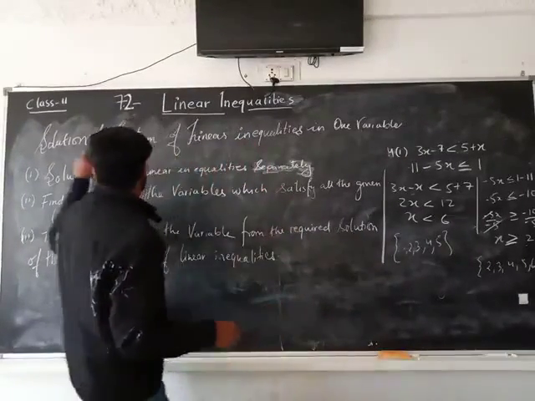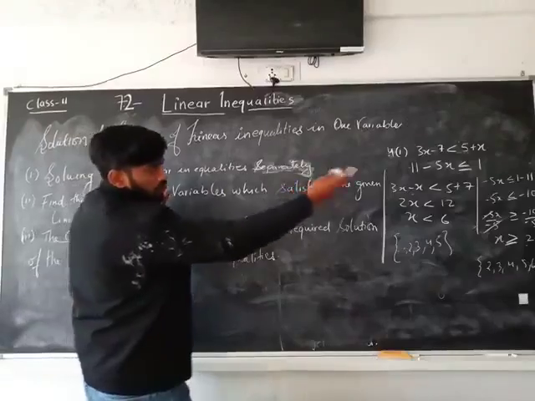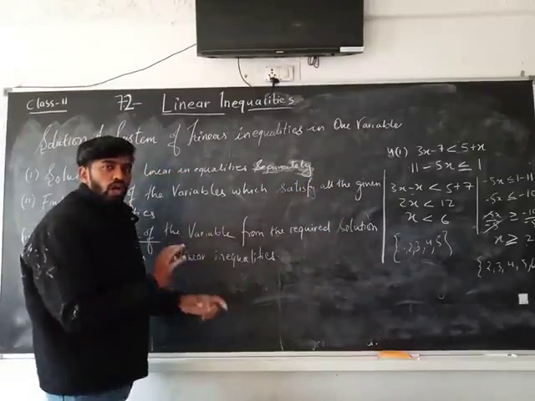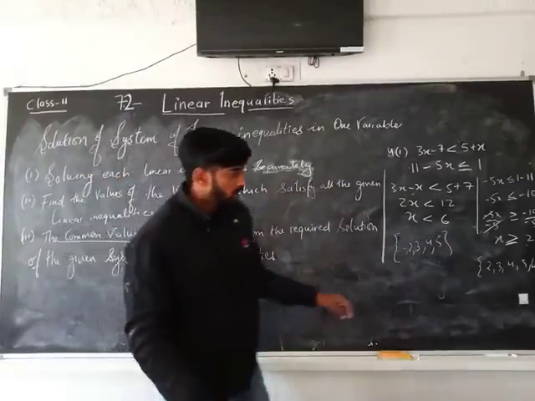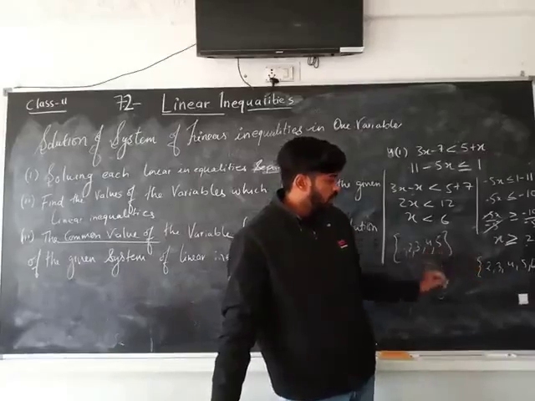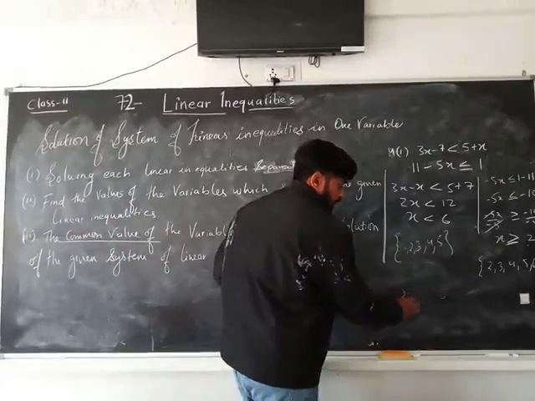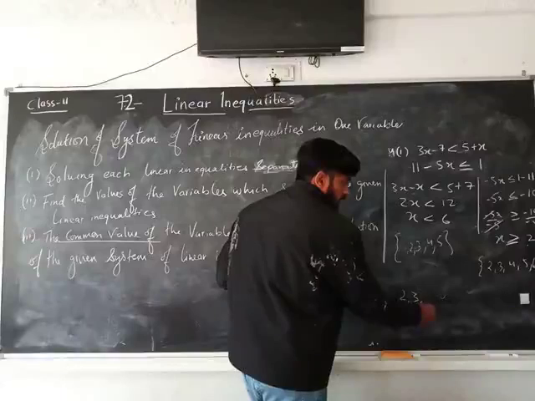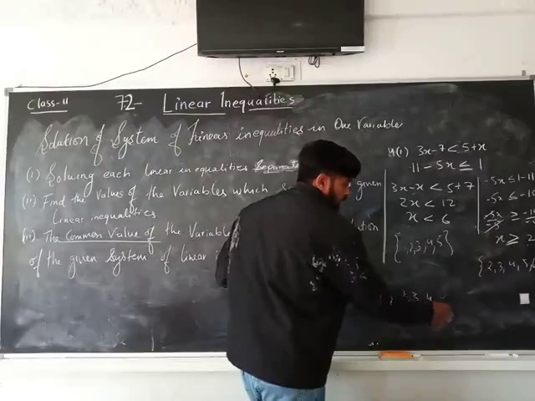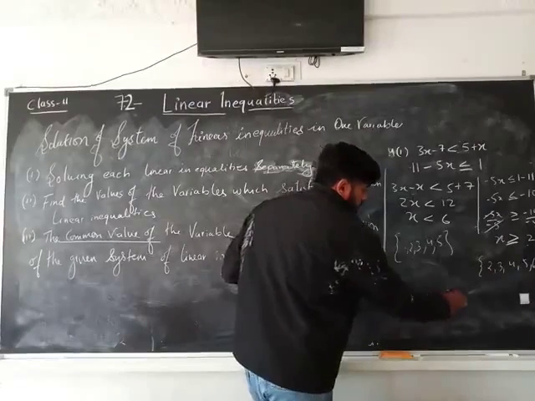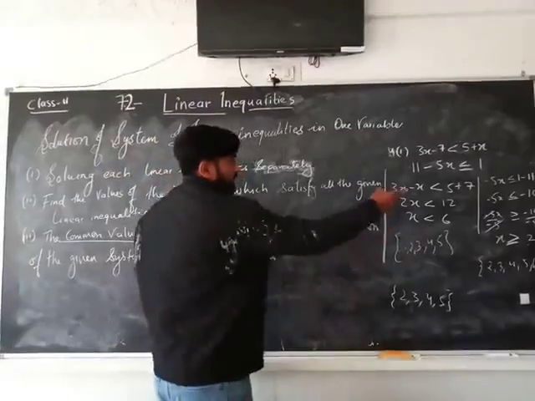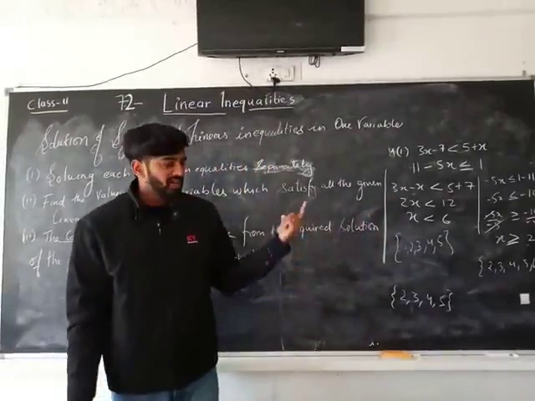The answer of the system, the solution of a system, this system of two inequalities, what will its answer be? The common thing. So what is a common thing? Whatever is common between both of them. So what is common? 2, 3, 4 and 5 is common. So this is my solution for a given system of linear inequalities in one variable.